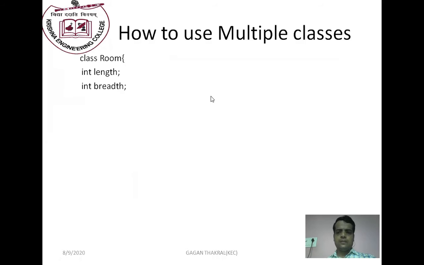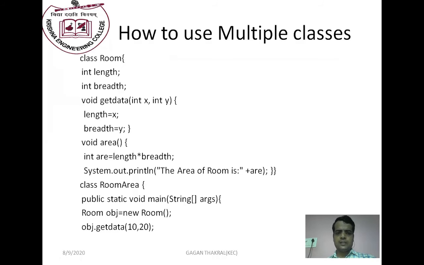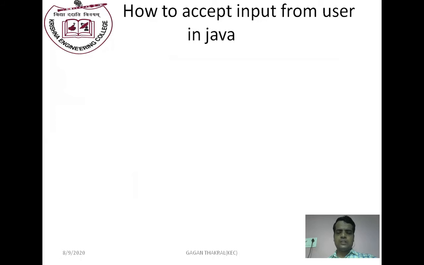Now we will discuss how to accept input from the user in Java, or in other words, how to take runtime arguments in Java. First of all, we need to import a package, the IO package. There are two ways to accept input from the user, by using the IO package or by using the util package.